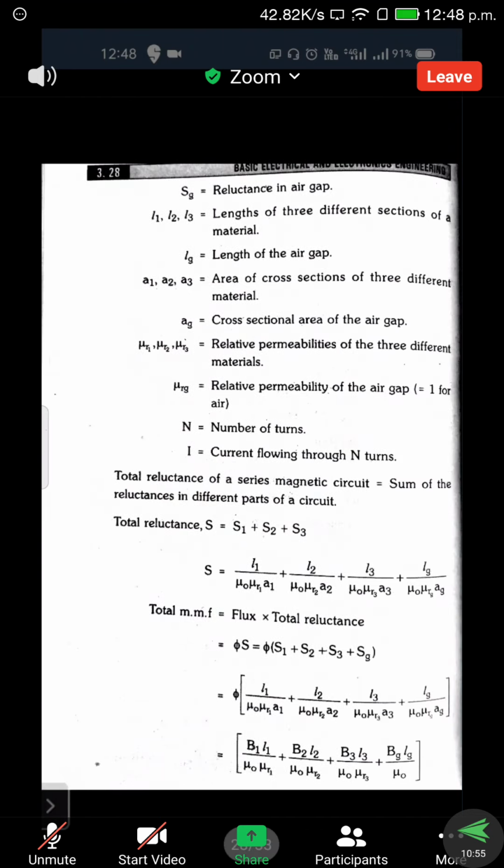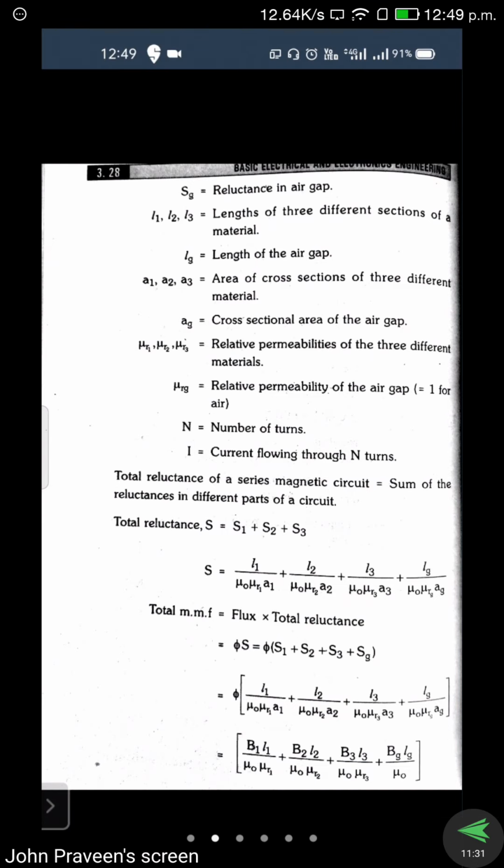Each reluctance is S1, S2, S3 and SG. The mean lengths of the three materials and the air gap are L1, L2, L3 and LG. The cross-section area of each material is different, because the three materials do not have the same cross-section area. Each will have a different cross-sectional area, that is A1, A2, A3 and AG. Relative permeability is also different, because those four are different materials, so that is mu R1, mu R2, mu R3 and mu Rg. Next, N is the number of turns, and I is the current flowing through the N turns. That is what we consider.